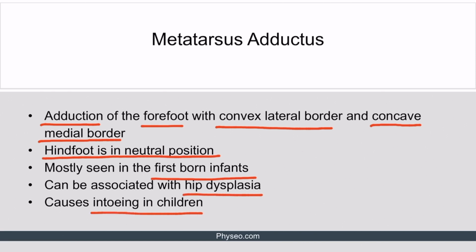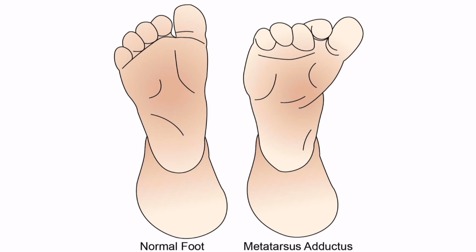It causes in-toeing in children. In-toeing means that when the child runs or walks, their foot turns inwards. Etiology is unclear and is believed to be due to imbalance between the muscles of leg and foot. Here is the image of metatarsus adductus of foot compared with normal foot. Please note how the forefoot is adducted with convex lateral border and concave medial border.